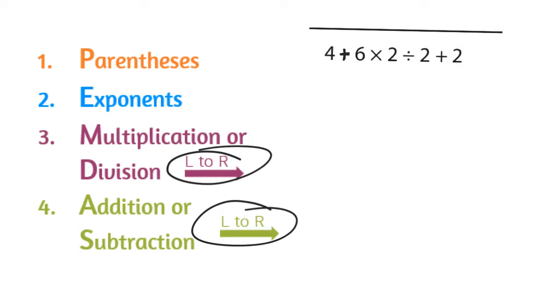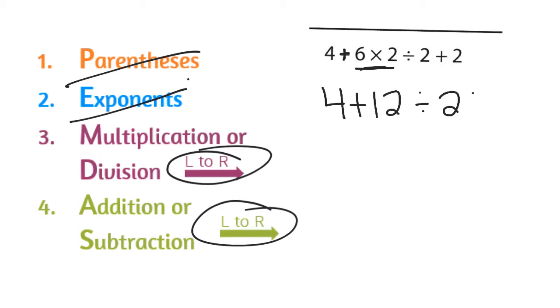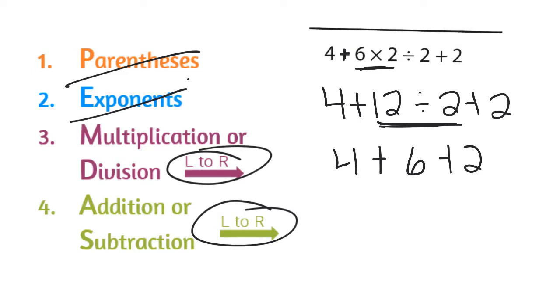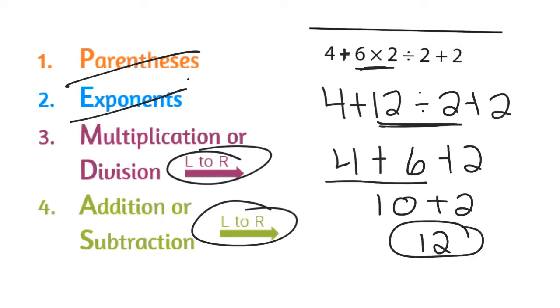So if I'm looking at this problem, there are no parentheses, no exponents, but we do have multiplication and division. So we would need to take care of our multiplication first, which is right there. 6 times 2 we know is 12, so we would rewrite 4 plus 12 divided by 2 plus 2. And then I still have division, so we're not done with that step yet, so I would have to do 12 divided by 2. So we have 4 plus 6 plus 2. And then adding, subtracting left to right, 4 plus 6 is 10. 10 plus 2 is 12. So our answer would be 12 for that problem.